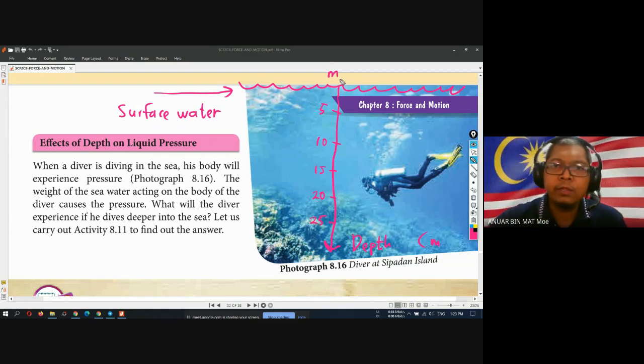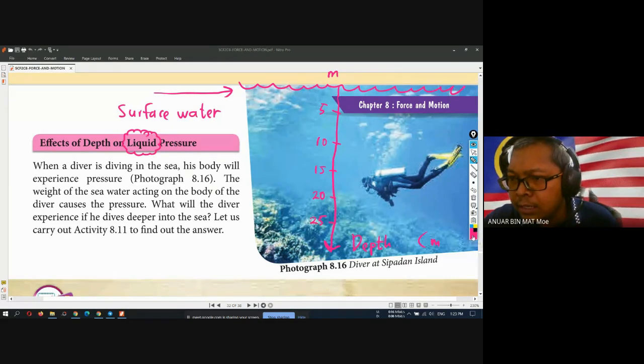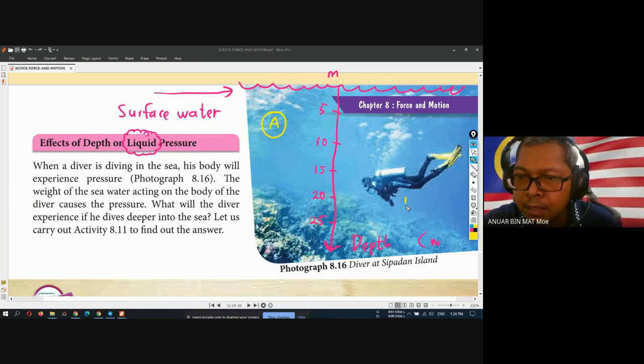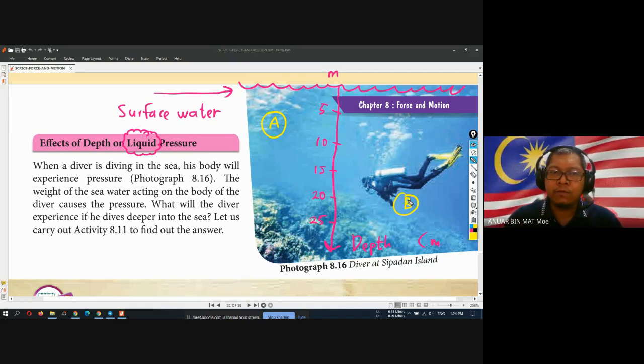Okay. So which area has the highest liquid pressure? We are talking about liquid pressure, not air pressure. Which area do you think has the highest liquid pressure? Is it in A or is it in B? B. Okay, of course. So, very good. Your answer is correct.